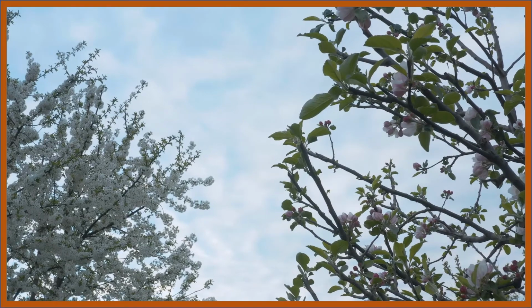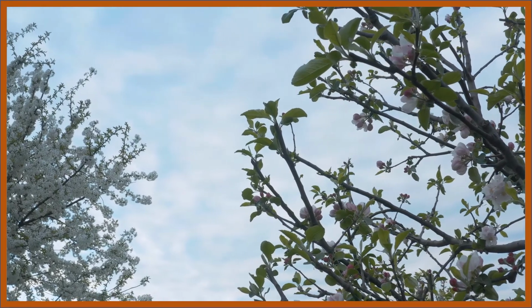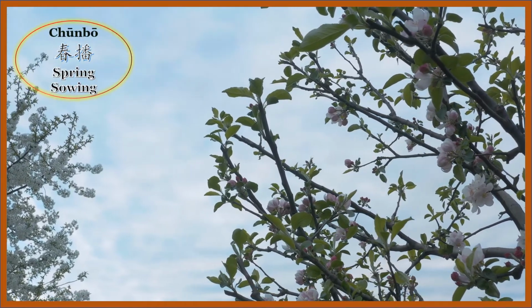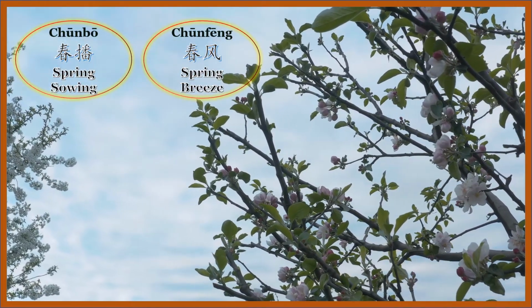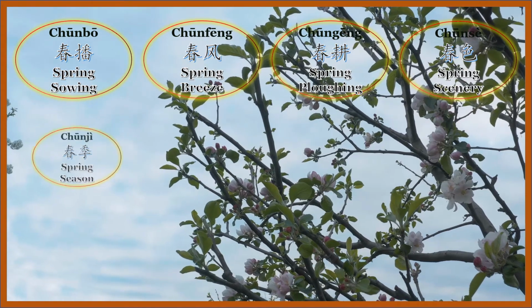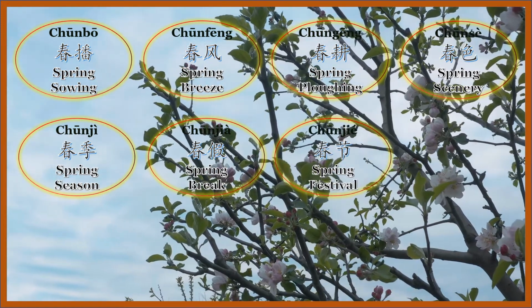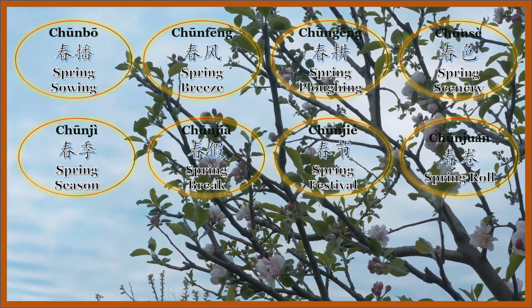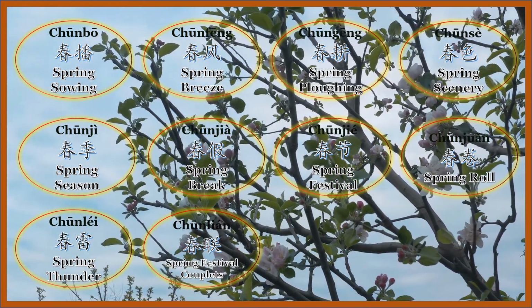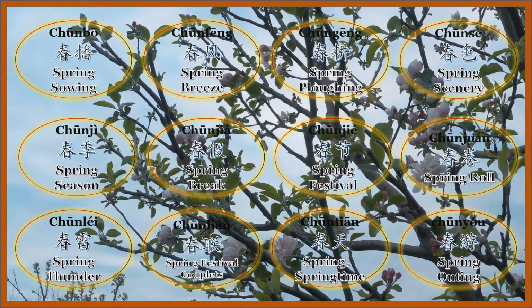Since you have already learned the etymological meaning of the character 春, which means spring or springtime, you can easily learn more associated vocabulary words such as 春播, spring sowing, 春风, spring breeze, 春耕, spring plowing, 春色, spring scenery, 春季, spring season, 春假, spring break, 春节, spring festival, 春卷, spring roll, 春雷, spring thunder, 春联, spring festival couplets, 春天, spring or springtime, 春游, spring outing.